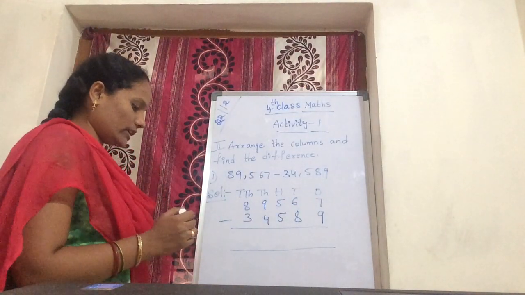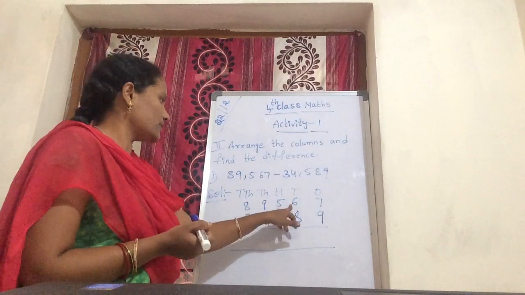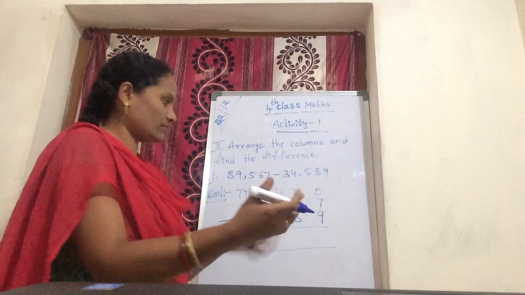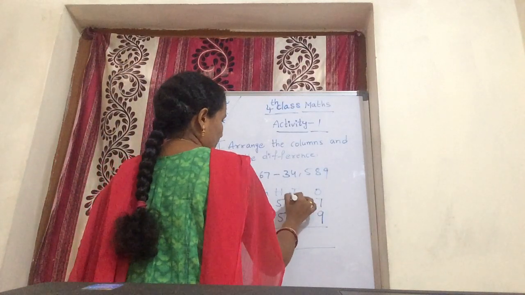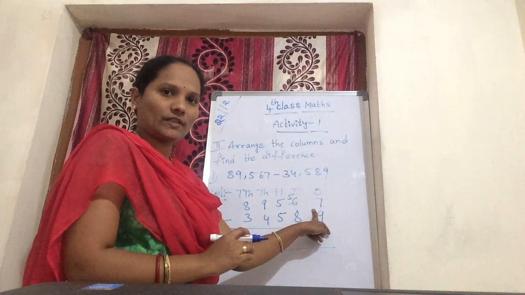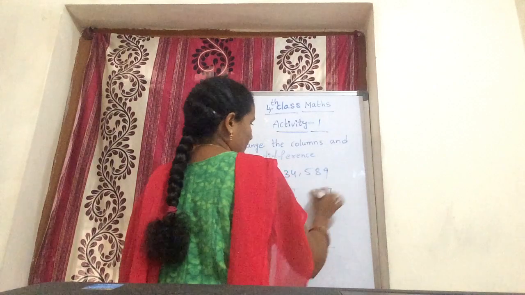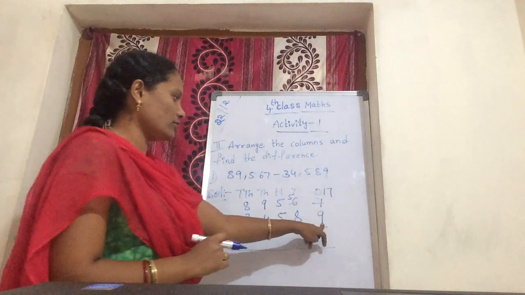No. So you are taking borrowing from tens. After borrowing from tens, 1 is gone, so 6 becomes 5. You are taking how much? 10. Now 10 plus 7, you get 17. Now you are counting 9 after to 17.